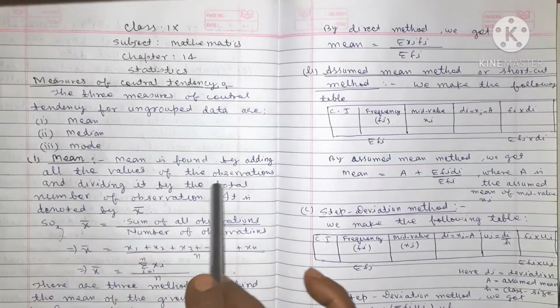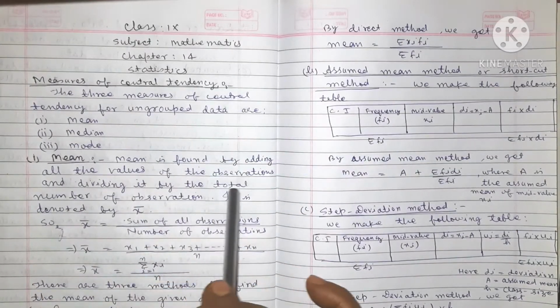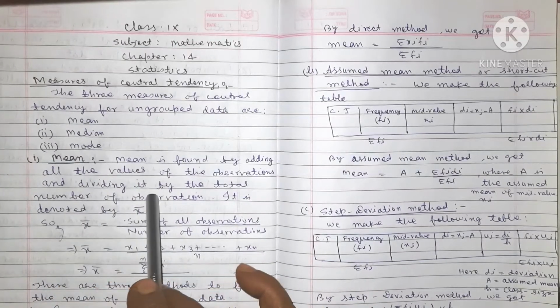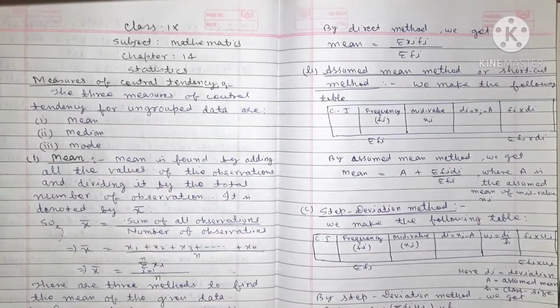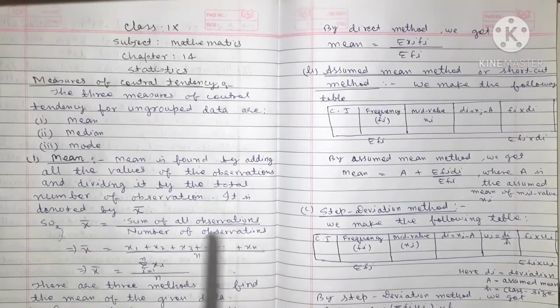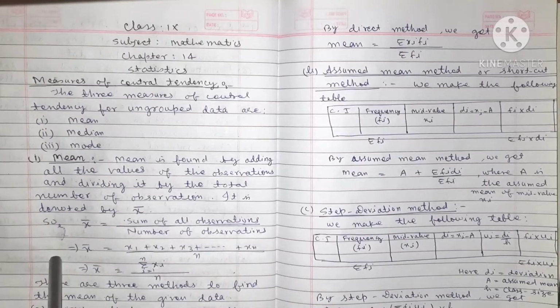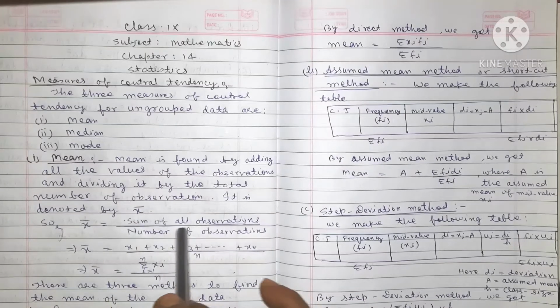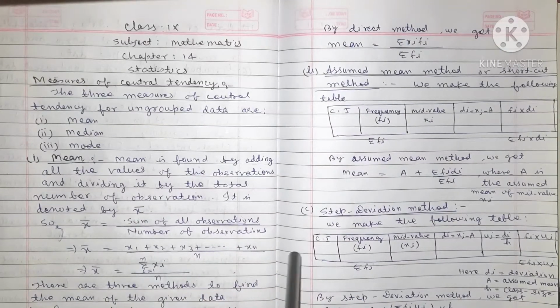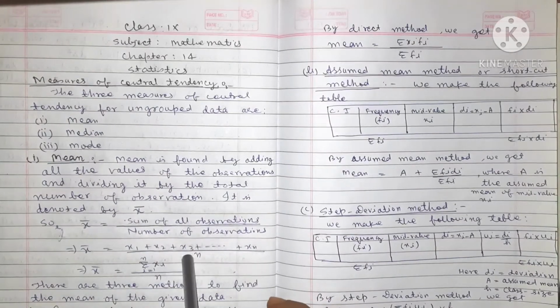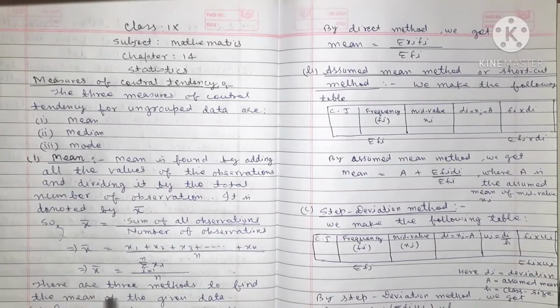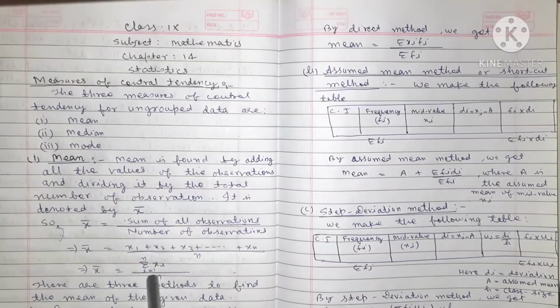First, mean. Mean is found by adding all the values of the observations and dividing it by the total number of observations. It is denoted by x bar. So x bar is equal to the sum of all observations divided by the number of observations. Suppose the observations are x1, x2, x3, ..., xn. So x bar can be written as (x1 + x2 + x3 + ... + xn) by n. This implies that x bar is equal to sigma xi, lower limit i equals 1 to upper limit i equals n, this whole divided by n.